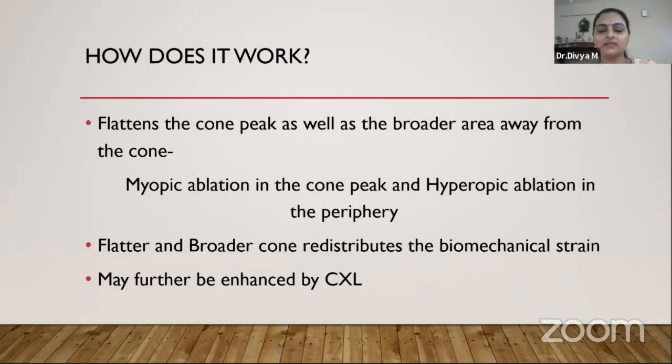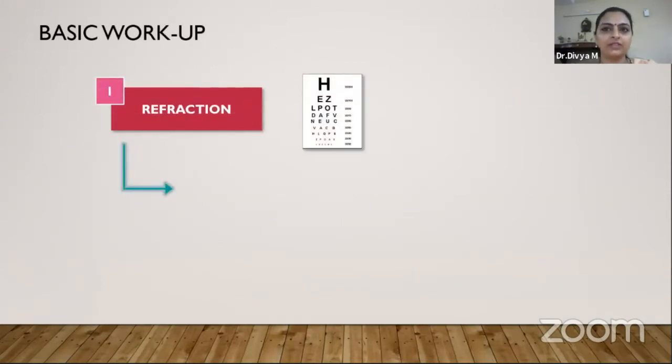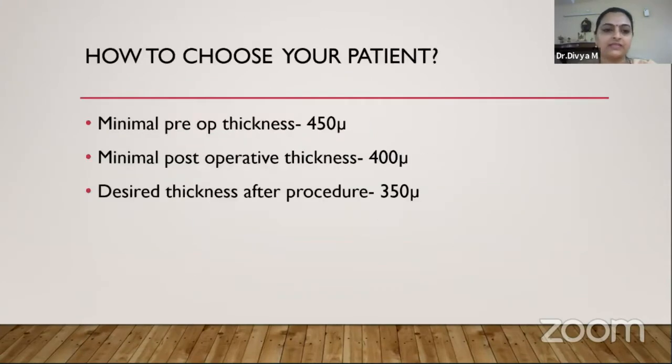So basically what it does is it flattens the cone peak as well as the broader area away from the cone. So there's a myopic ablation in the cone peak and hyperopic ablation in the periphery. So basically, it causes flattening of the cone and the peripheral area is steepened a bit. And a flatter and broader cone distributes the biomechanical strain and may further be enhanced by CXL. So the basic workup will be refraction, as we do in all cases, topography, and the wavefront scans as well.